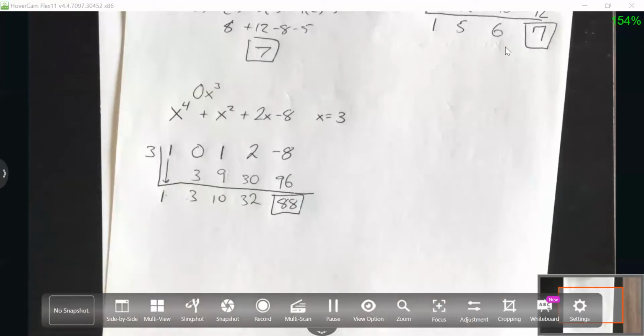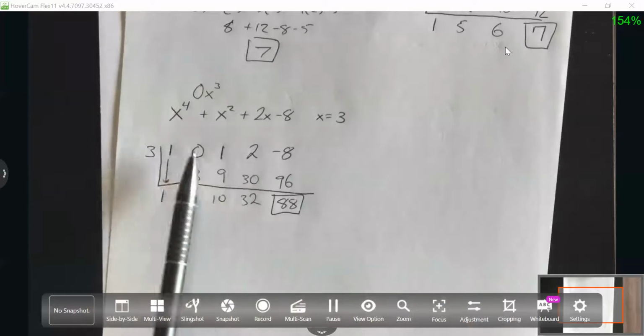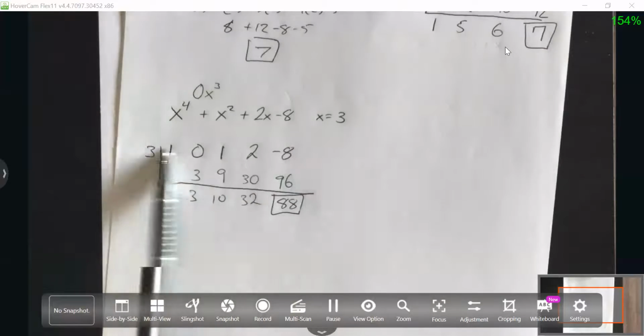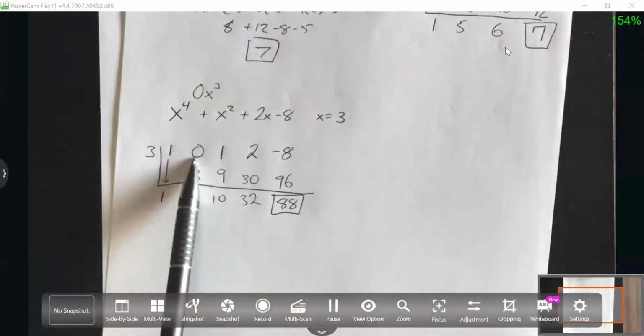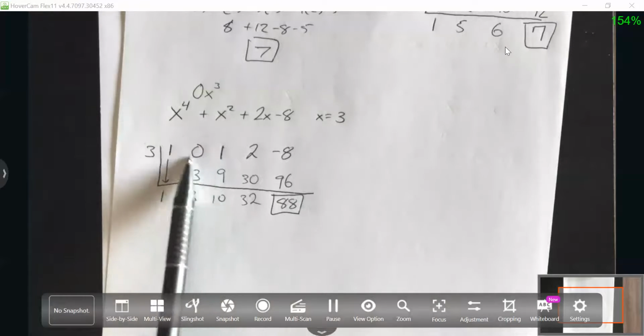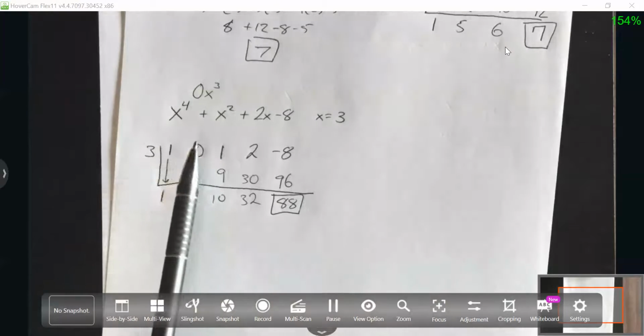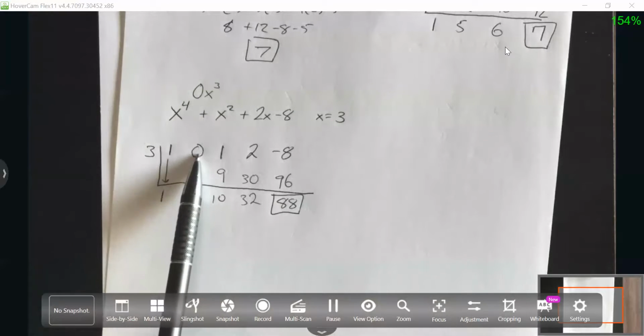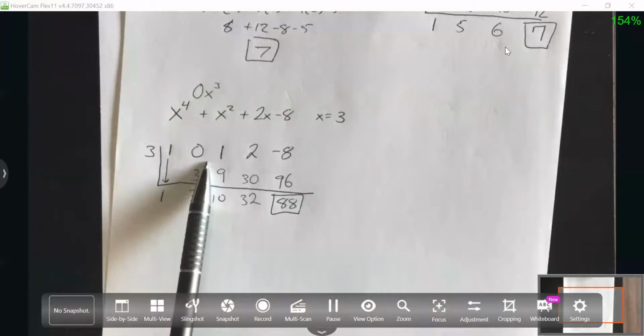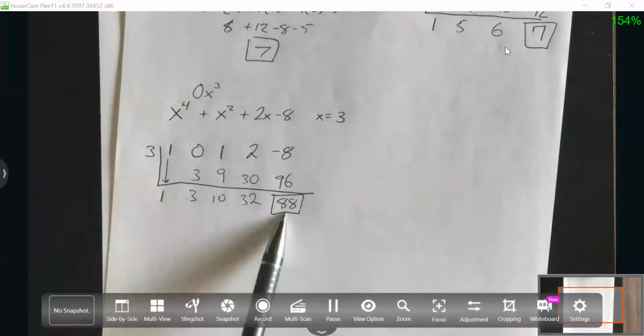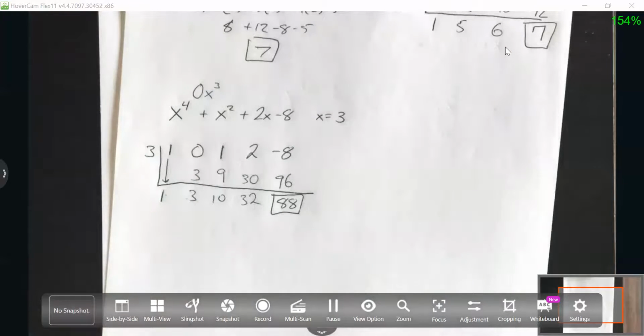This is our basic pattern for synthetic evaluation. You're going to write out the polynomial using the coefficients, including any placeholders for missing terms. This is the biggest reason why people mess these up. You have to include the zeros for anything that's not there. Go through our process, and then we have our answer. So this is synthetic evaluation.